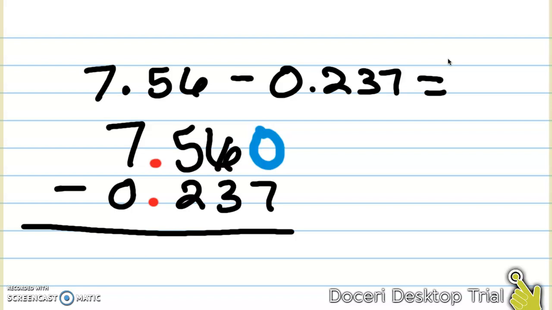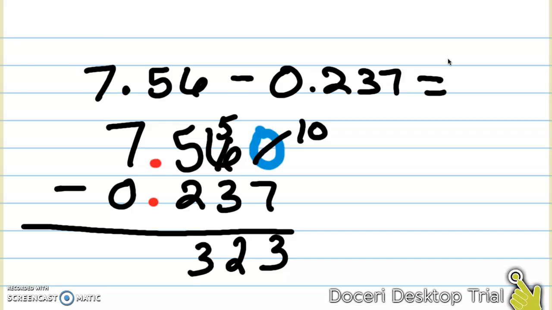So let's borrow. That becomes a 5. And that's a 10. 10 take away 7 is 3. 5 take away 3 is 2. 5 take away 2 is 3. There's my decimals that are lined up. Decimal take away decimal is a decimal. And 7 take away 0 is 7. Okay, so remember, we always line up our decimals whether we are adding or subtracting.